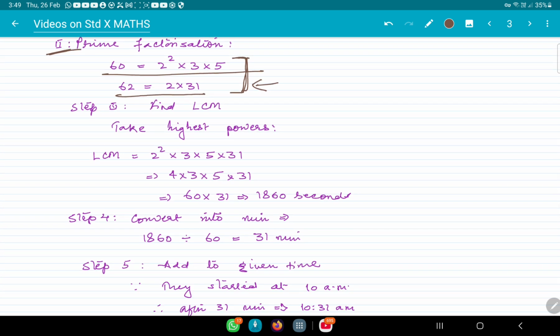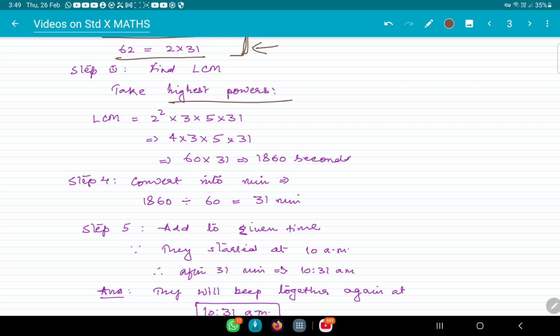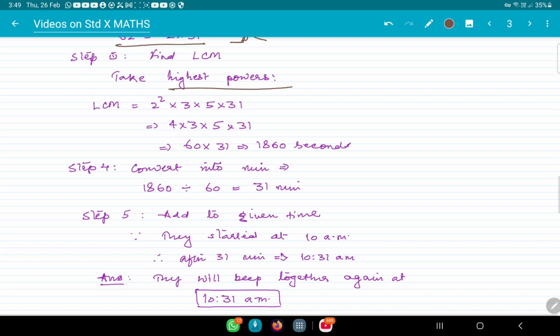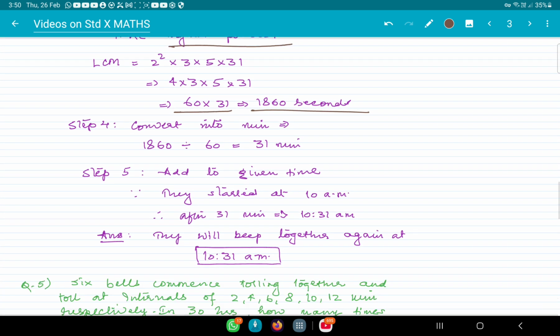Step 3 means find LCM. So take the highest powers of the two given numbers 60 and 62. So the final answer will be 60 into 31, which is 1860 seconds. The final answer of LCM is 1860 seconds. Now step 4, what we will do? Convert into minutes. Seconds will change into minutes, so we will get 31 minutes, dividing by 60.